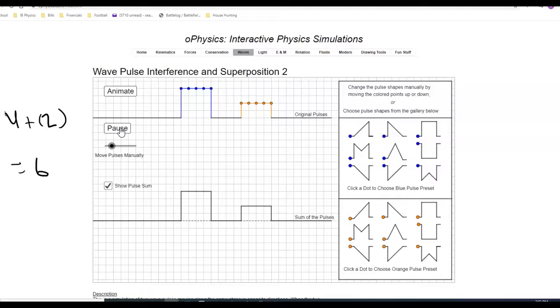And so that's an example of superposition. So remember, superposition is just the idea that when two waves occupy the same point in space, you add the displacements together.